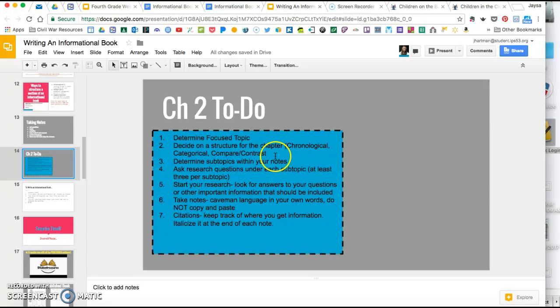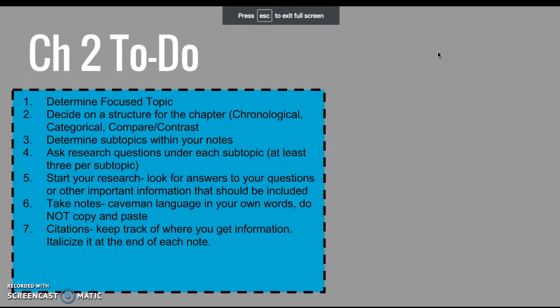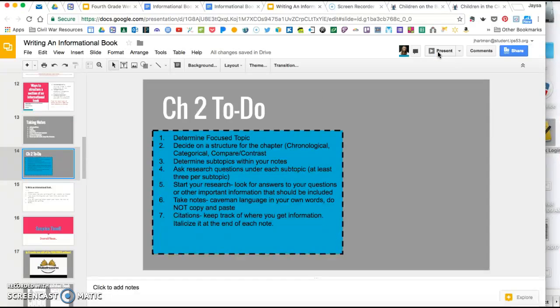Over here. Okay, after we determine our research questions, number 5, we're going to start your research, okay? You're going to look for answers to your questions or other important information that should be included, okay? Who can tell me where we're going to look for this information? When we go to research, where are we going to be looking? What do you think, Braden?